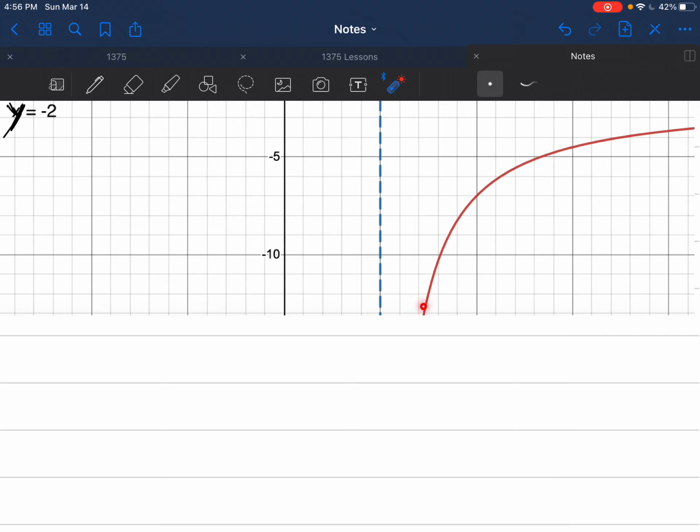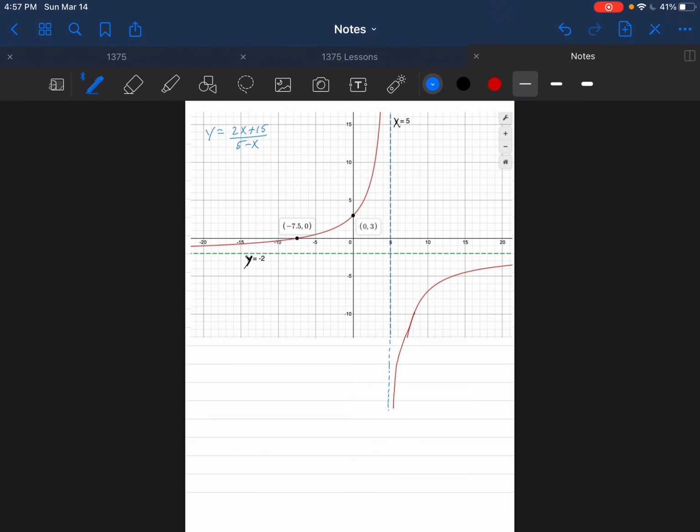And same thing down here, right? If you were to take your finger here and move left, this curve, if I were to keep on drawing it, would continue to go down. And it would approach this but never reach it. That's basically what an asymptote is.